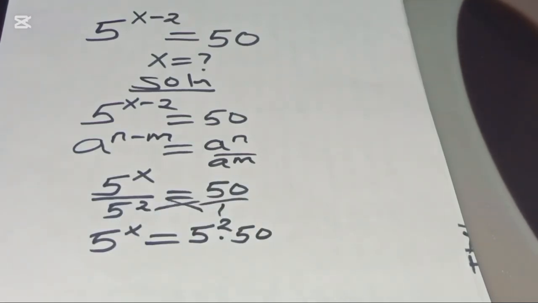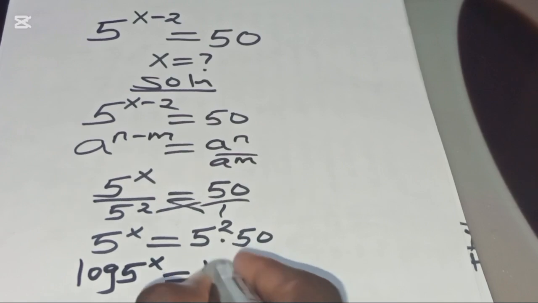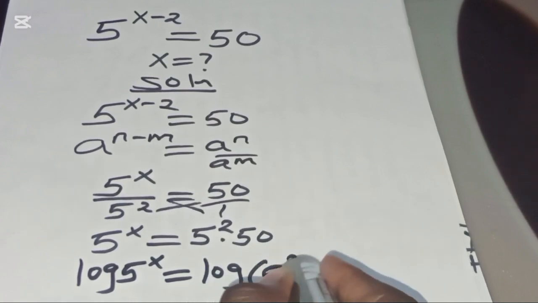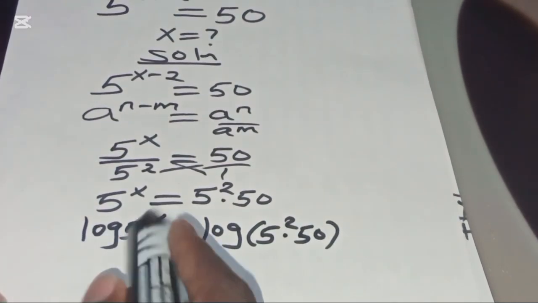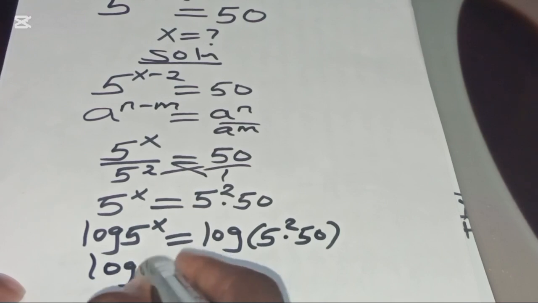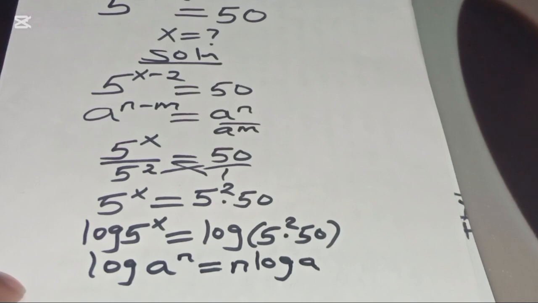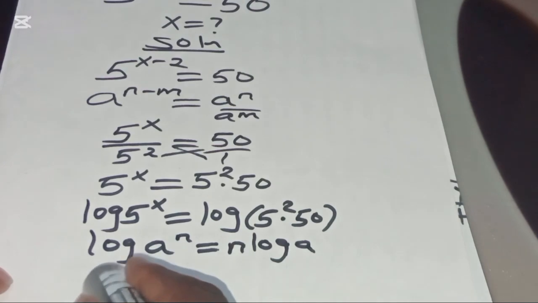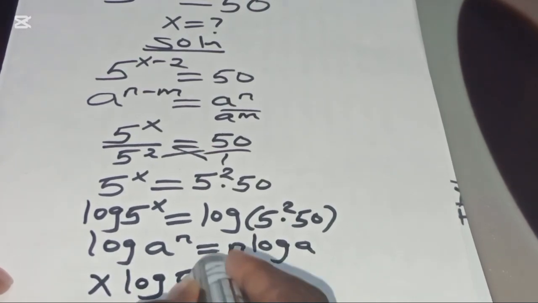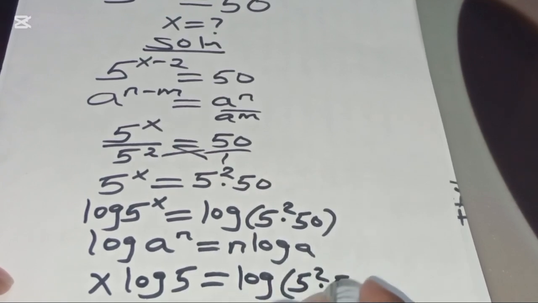Now, to solve for the value of x, we introduce the logarithm on both sides. First, we'll have log 5 to power x equal to log of 5 to power 2 multiplied by 50. Now, log 5 to power x is in the form of log a to power n, which we can express as n log a. This is the power rule property of logarithm. Applying this property, log 5 to power x becomes x log 5, equal to log of 5 to power 2 multiplied by 50.